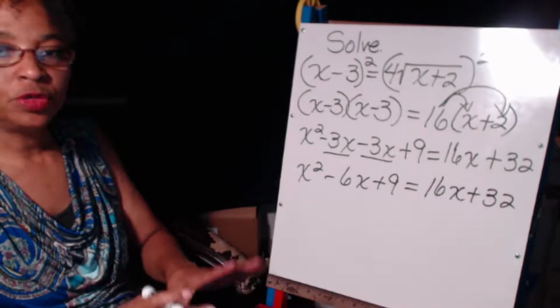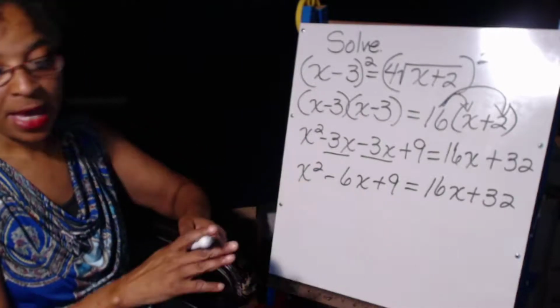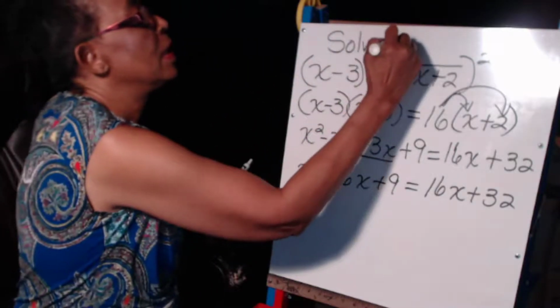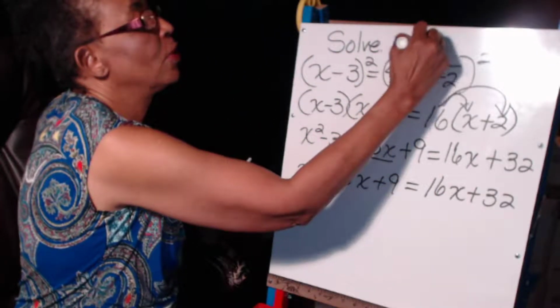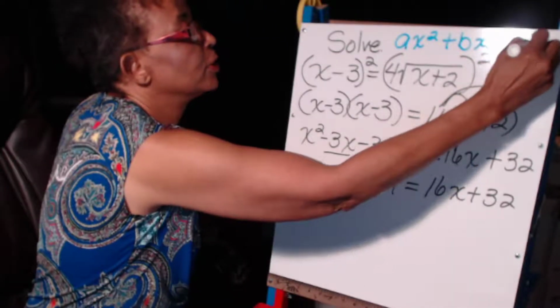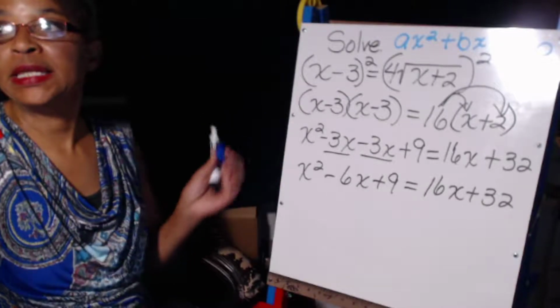Now I'm going to subtract because I need this in quadratic form, and quadratic form is ax squared plus bx plus c equals 0. So that's the form that I need this in.